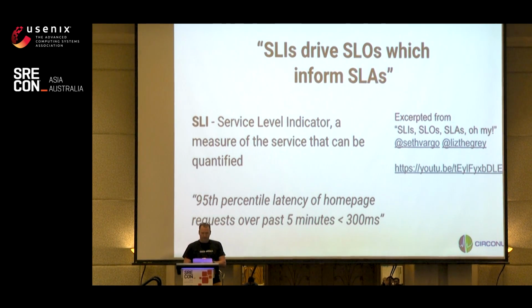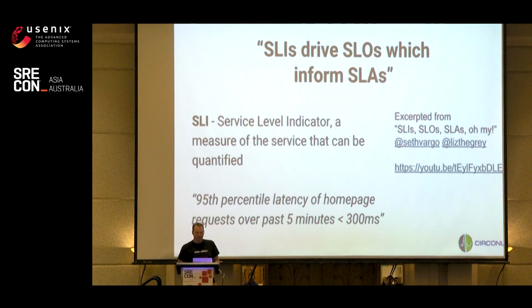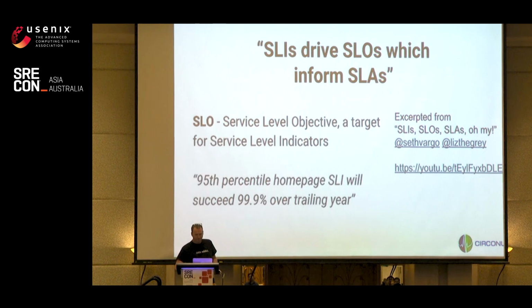I'm going to pull in a few excerpts from a YouTube video by Seth Vargo and Liz Jones that I recently watched, which I think explains this concept really well. I recommend watching this video to get an understanding. The gist is that SLIs drive SLOs, which inform SLAs. The service level indicator is basically a metric-derived measure of health for a service. For example, I could have an SLI that says my 95th percentile latency of my homepage requests over the last 5 minutes should be less than 300 milliseconds.